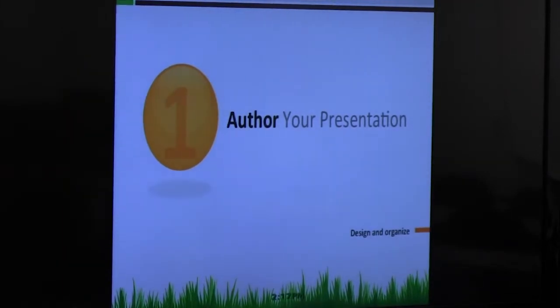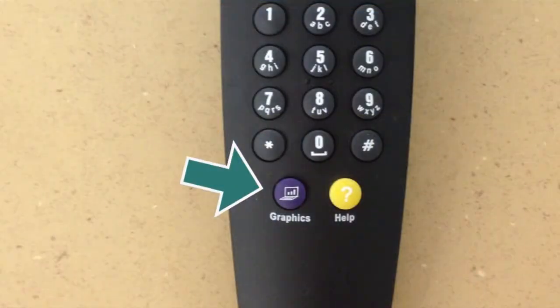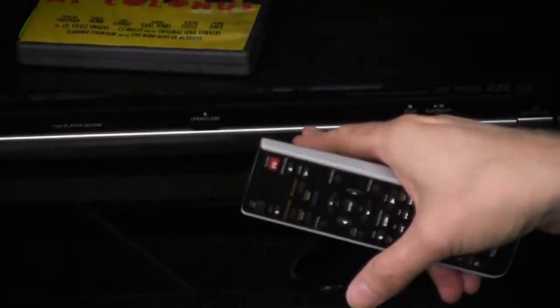Now when you want to get back to your room view, simply press the graphics button again, and it brings you back to your room view. Using the DVD player on the system is pretty easy. The DVD player is located inside the cabinet of the conferencing system. You can open that up, and you'll see the player on the shelf right here.